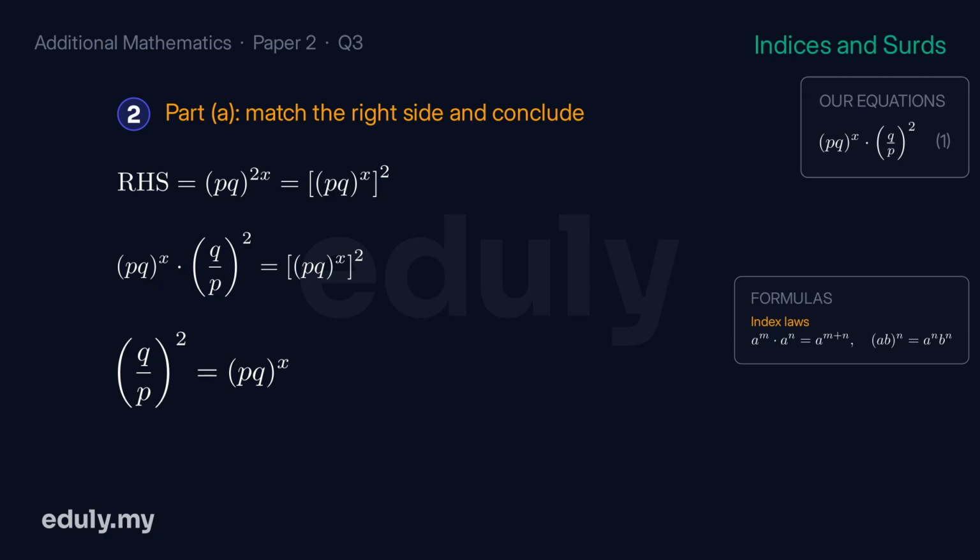Notice the proof is one clean chain, never going in circles. Just flip it round, and that is exactly what we were asked to show.